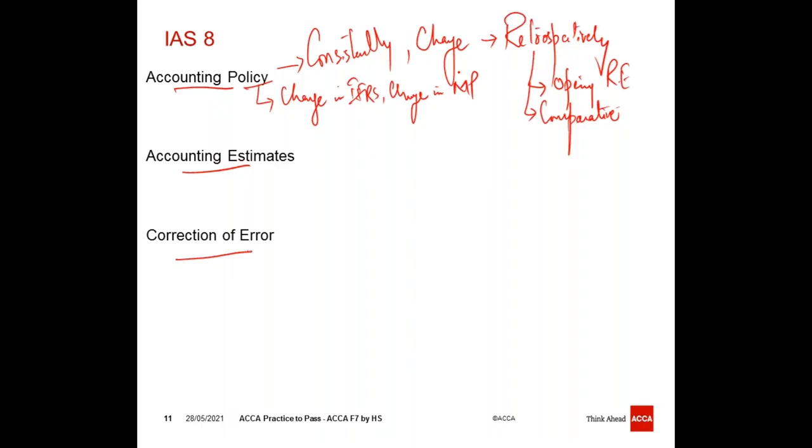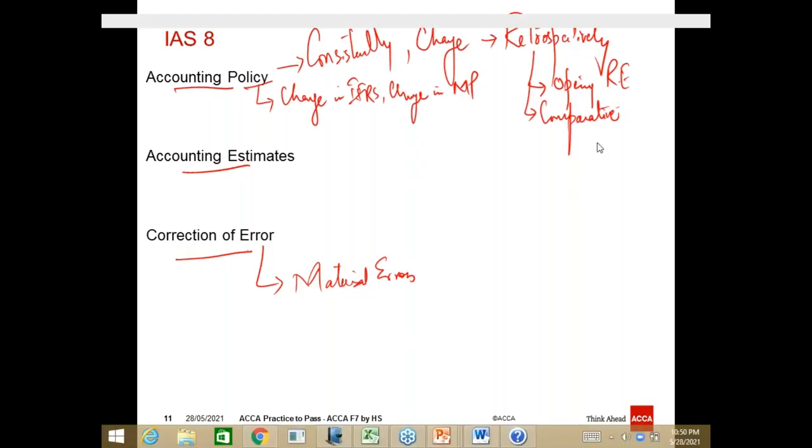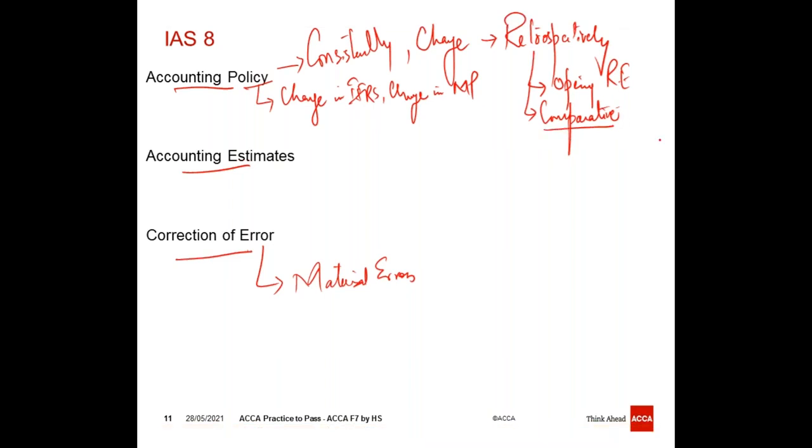Similar sort of treatment will be made for all the material errors, that is comparative figures. The whole P&L and balance sheet needs the previous year's data. Material errors, if done with intention, are called fraud, or if it was done by mistake, that will be a mistake.